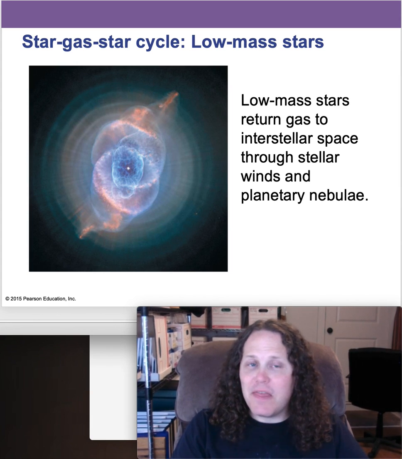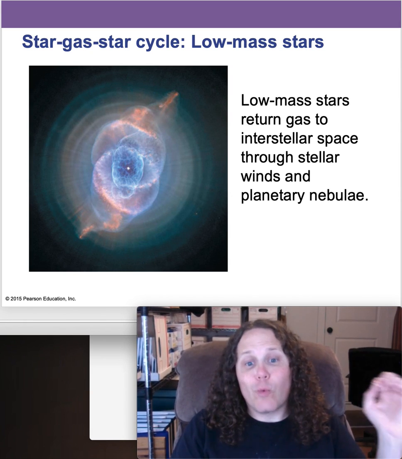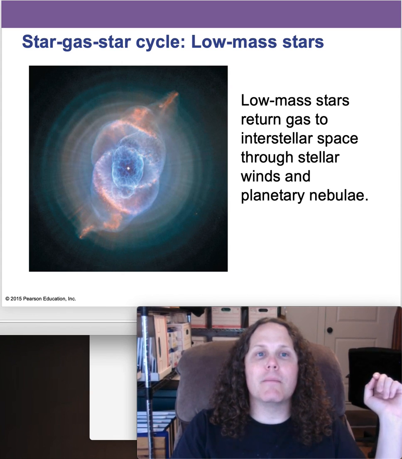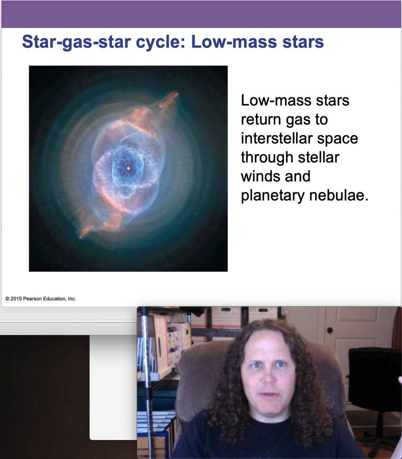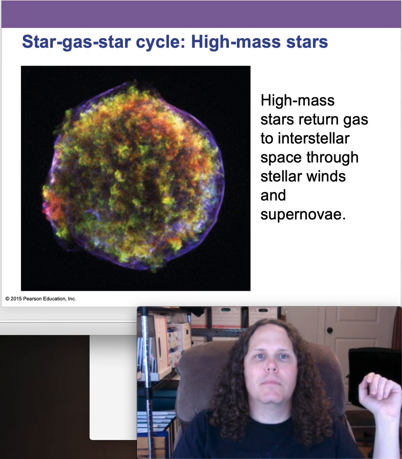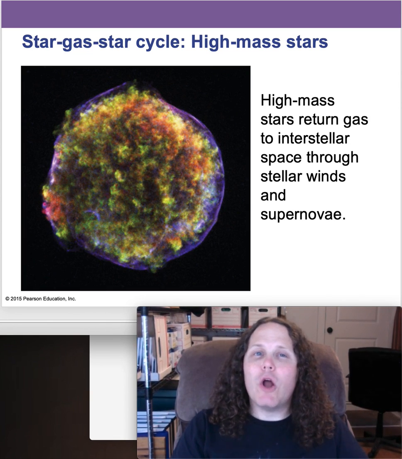Low-mass stars send their heavy elements into space as stellar wind, just solar wind with other stars, particularly in the red giant phase. Red giants lose a lot of their mass through stellar wind. Low-mass stars also send their heavy elements into space as planetary nebulae, like this one, when the star dies. High-mass stars also send their heavy elements into space in stellar winds, but also during supernovae, when they explode.